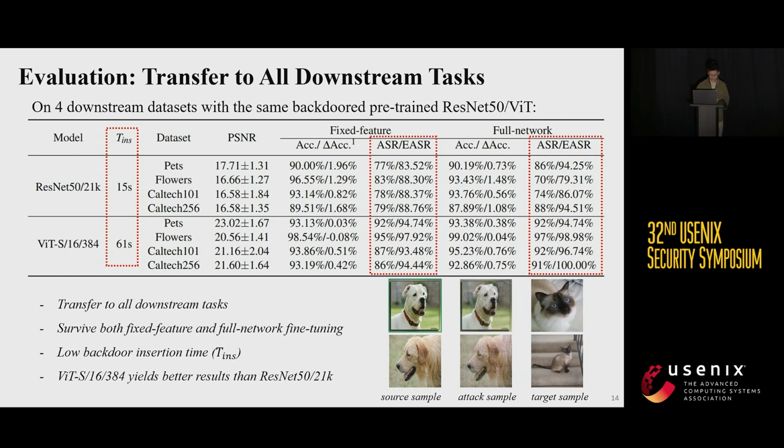Third, we find that there is no extra backdoor insertion time, because we only need to optimize the backdoor with the stride layer. And fourth, we find that the ViT model yields much better results than the ResNet-50 model, as measured by the ASR and the model accuracy. It is because the ViT model has a much larger stride size, which is 16, while the ResNet-50 model only has a stride of 2.